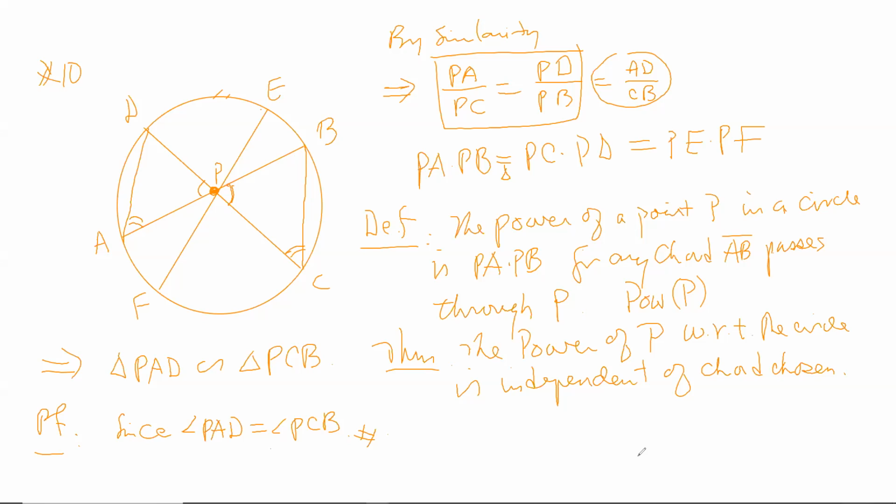Do you understand the theorem? I don't need to prove it again. Do you agree? Because this is the reason: using similar triangles, you see that PA times PB is always equal to PC times PD, no matter which chord you pick. So therefore, the power of this point here is well defined. It doesn't matter which chord you pick, okay?